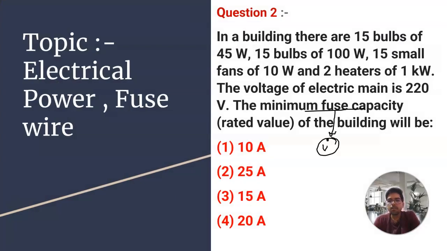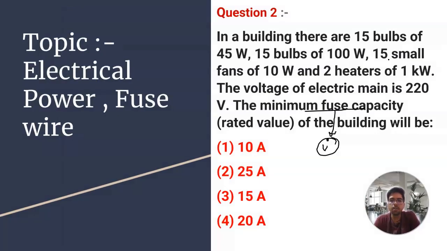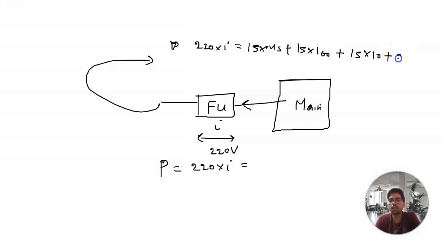10 watt. 15 into 10, 15 into 10, and one heater. How many watts is a heater? Two heaters of 1000 watt. So simply multiply 2 by 1000. Then you can easily calculate the value of current from this. So it's a very easy question.